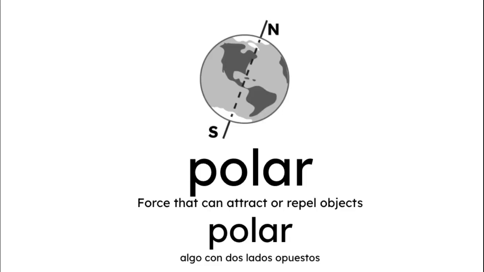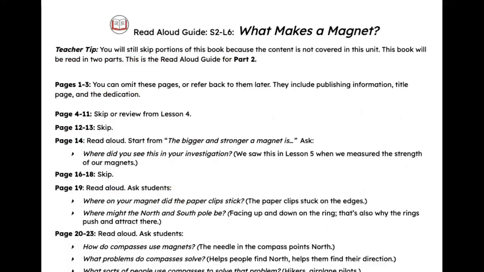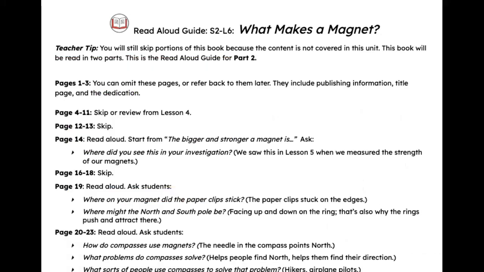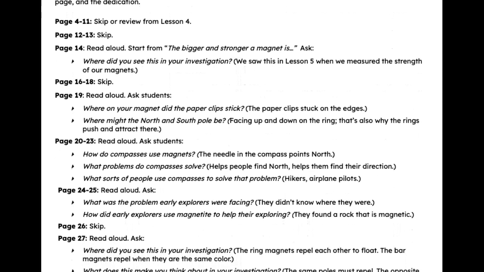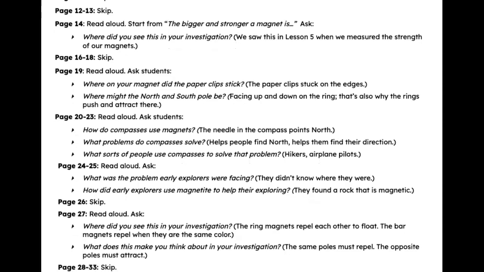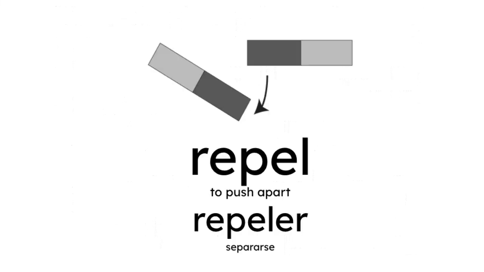During the discussion, you can display and discuss the Polar vocabulary card. You'll then reintroduce the book, What Makes a Magnet? Use the Read Aloud guide to read Part 2. You'll record the student responses to the provided questions in the second row of the Lesson 6 summary chart. You can post and discuss the Repel vocabulary card.